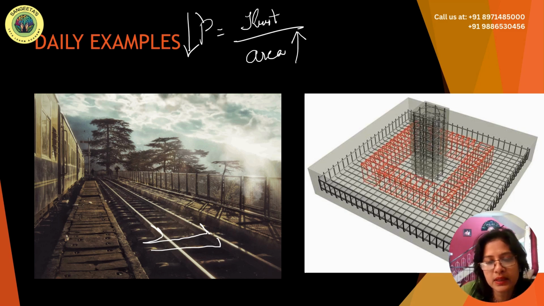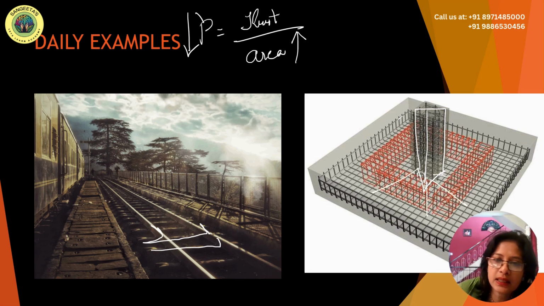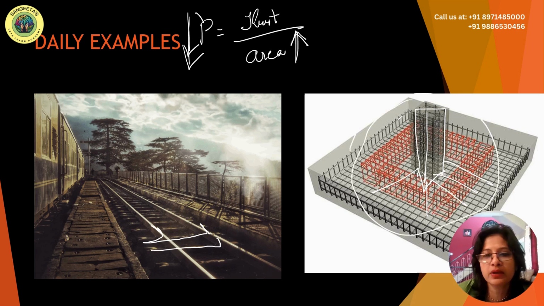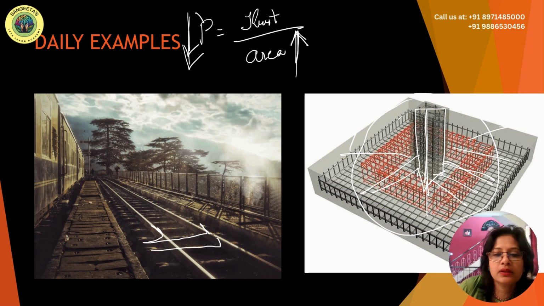The buildings have got, let's say, this is the actual building. The building will give a lot of thrust on this area. So if I increase the area, then the pressure on the ground will be much lower. Hence, you have a building which has got a huge foundation. Why is the foundation so large? We are increasing the area so that the pressure is distributed over so much area. The thrust is on so much area, and the pressure is less.